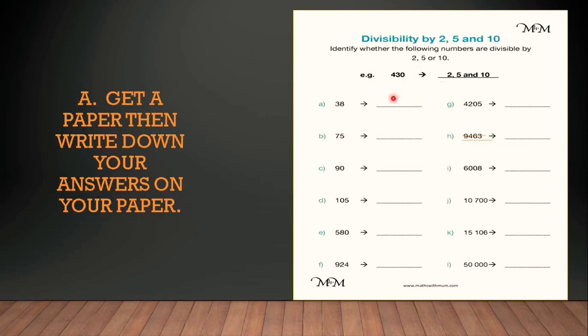Let's have an example here. 430 is divisible by 2, 5, and 10 because it ends with 0. The divisibility rule of 2, if it ends with an even number, and the divisibility rule of 5, if it ends with 0 or 5. It ends with 0, that's why it is divisible by 5. Then the divisibility rule of 10 is if it ends with 0.